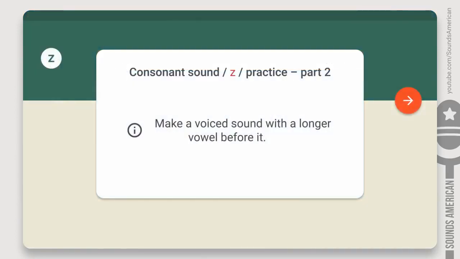Good job! Now we'll practice words with the Z sound written as the letter S. Don't devoice it and make the vowel before it longer. Let's do it.